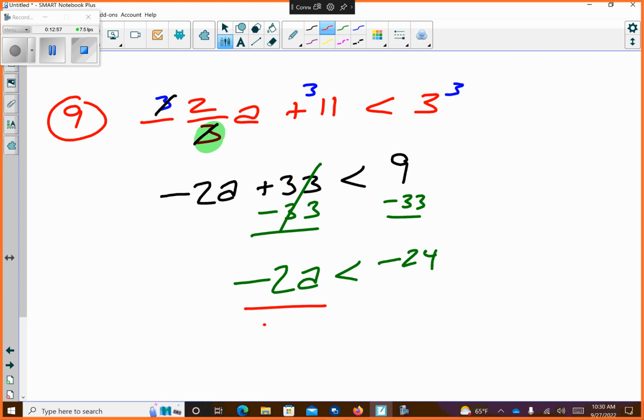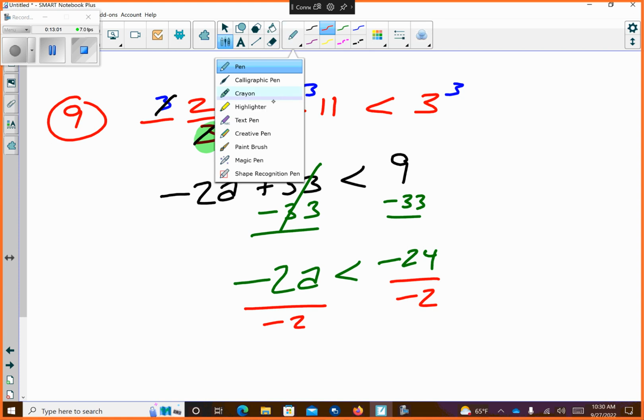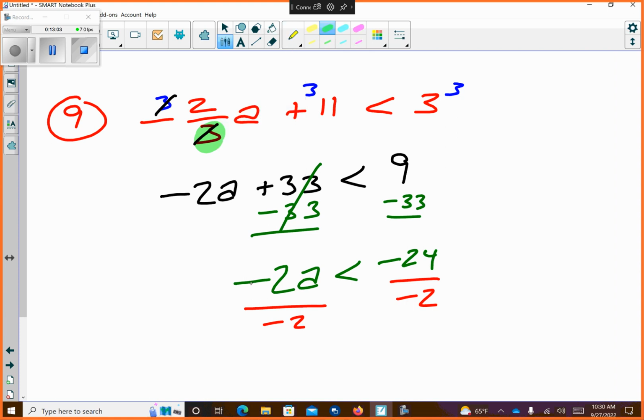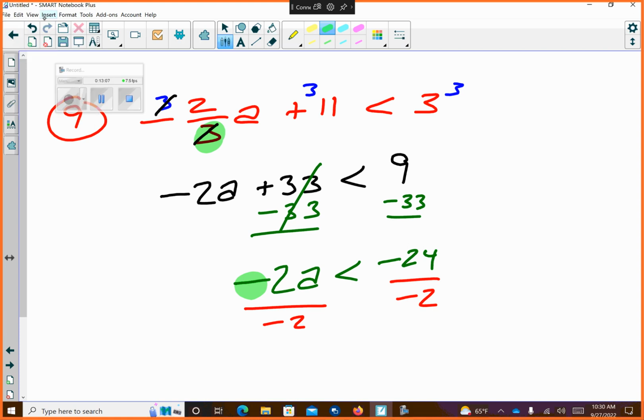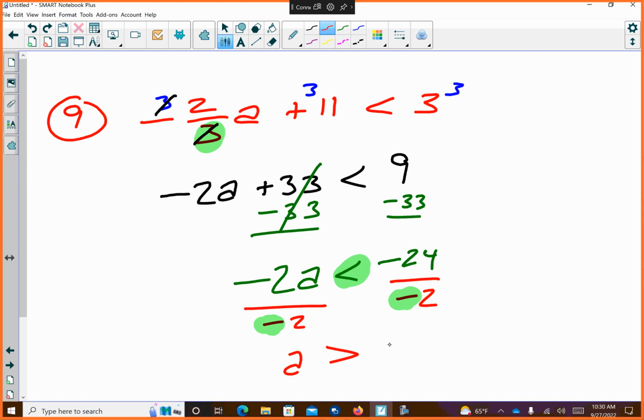My friends, I'm going to divide both sides by what? Negative 2. I got to switch the sign so I can do that. I'm dividing by a negative, therefore that's going to switch. It's the negative number that makes it flip over. So A is greater than, negative over negative is positive, 24 over 2 is 12.